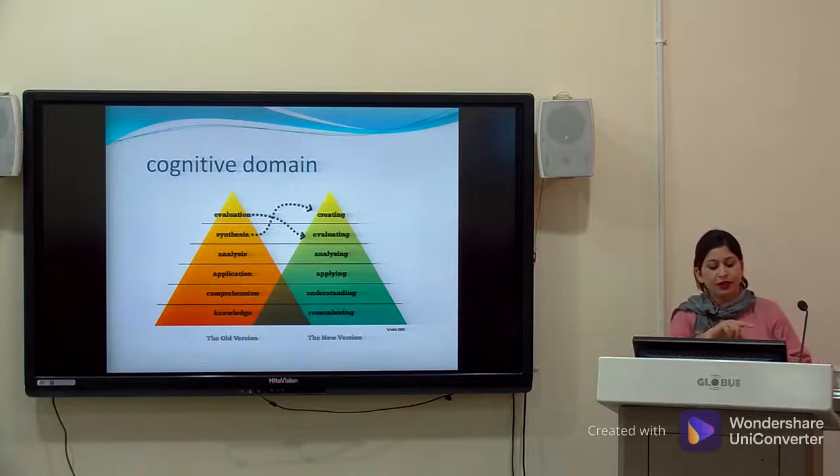So earlier synthesis was at the fifth step, now evaluating is at the fifth step. The last step in the old model was evaluation. In the new model, the last step, which was earlier called synthesis, is now called creating.